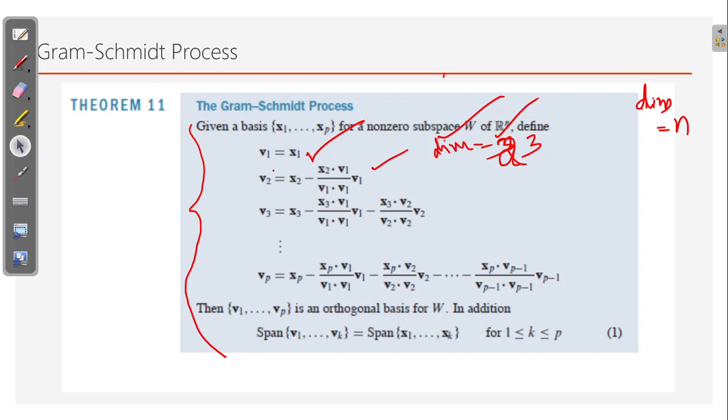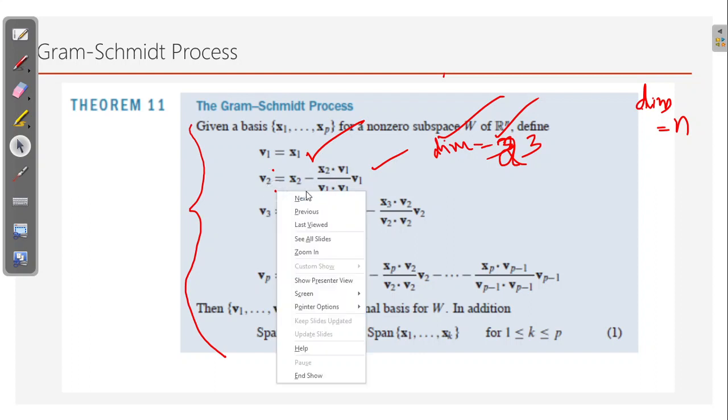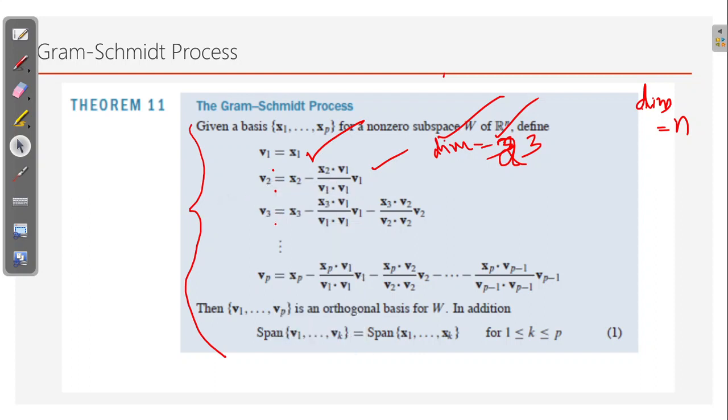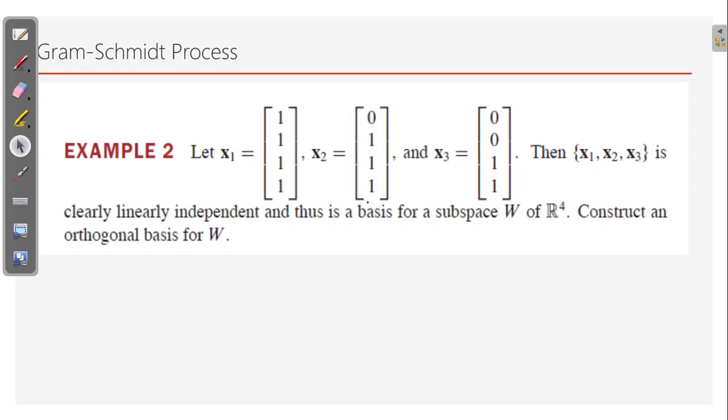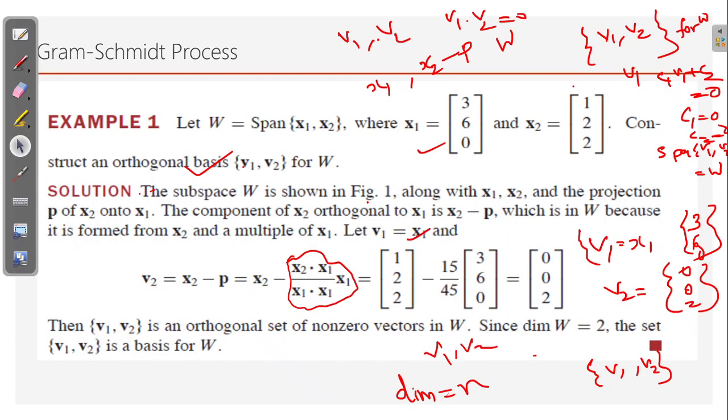We find v1, then v2 using this formula, and v3 we find as v3 equal to x3 minus x3 dot v1 divided by v1 dot v1 into v1, minus x3 dot v2 divided by v2 dot v2 into v2. That means this is the projection of x3 onto a subspace W1, and this is the projection of the same x3 onto another subspace W2. So this is the Gram-Schmidt process.